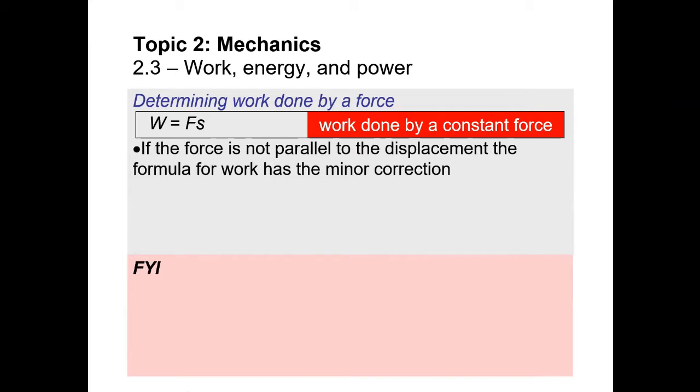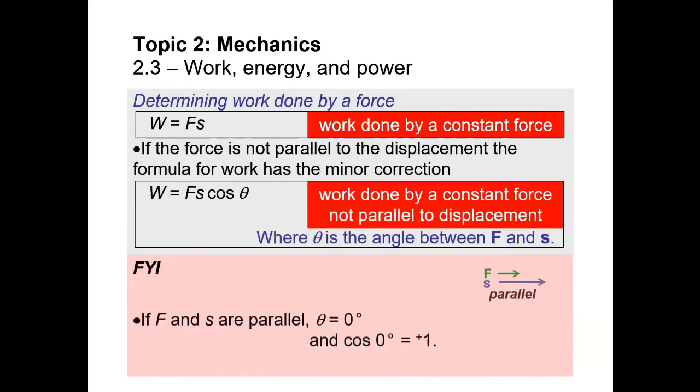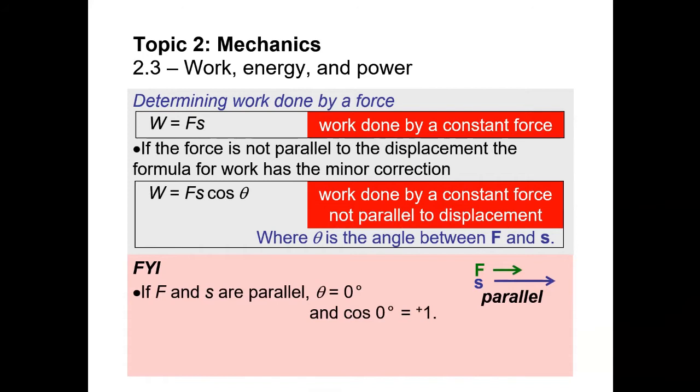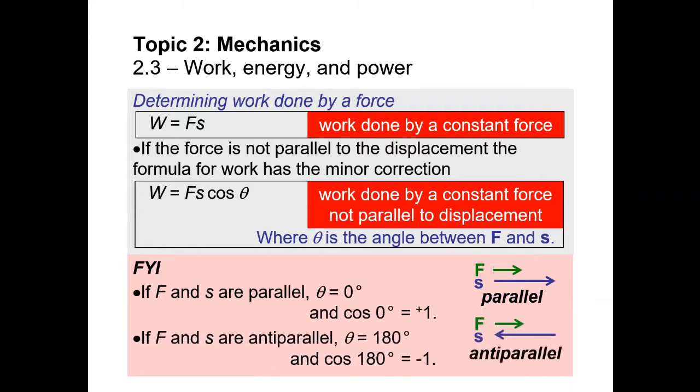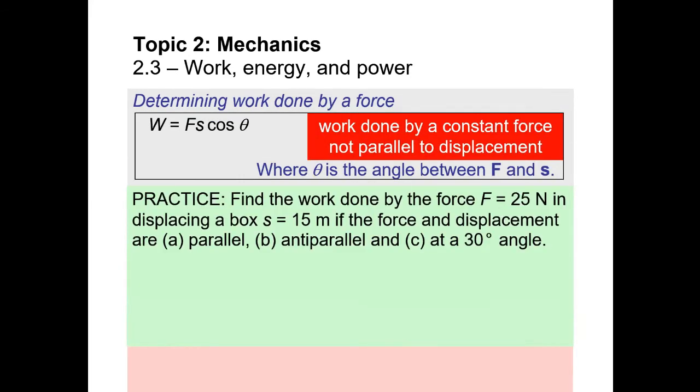If the force is not parallel to the displacement, the formula for work has a minor correction: times cosine theta. If F and S are parallel, theta equals 0 degree and cosine 0 degree is 1. If F and S are anti-parallel, theta equals 180 degree and cosine 180 degree is minus 1. Find the work done by the force F equal to 25 Newton in displacing a box S equal to 15 meter if the force and displacement are parallel, anti-parallel, and at a 30-degree angle.